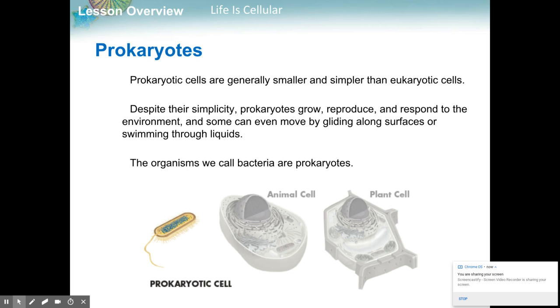Prokaryotic cells are generally smaller and simpler than eukaryotic cells. Despite their simplicity, they can grow, reproduce, and respond to their environment. They can do all the same things that all cells can do. And also, they can reproduce much, much quicker. We'll talk about this in chapter 10 when we talk about mitosis.